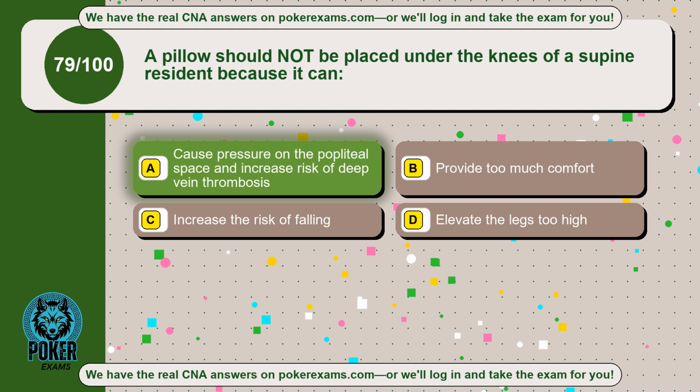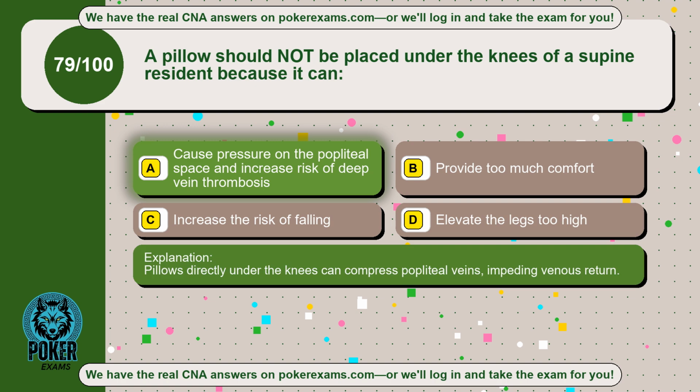The correct answer is option A. Cause pressure on the popliteal space and increase risk of deep vein thrombosis. Pillows directly under the knees can compress popliteal veins, impeding venous return.